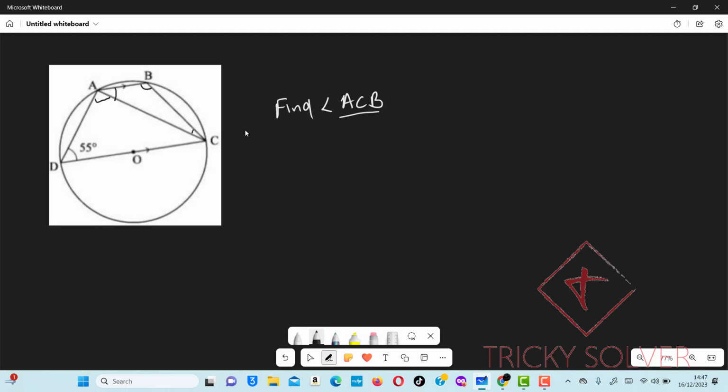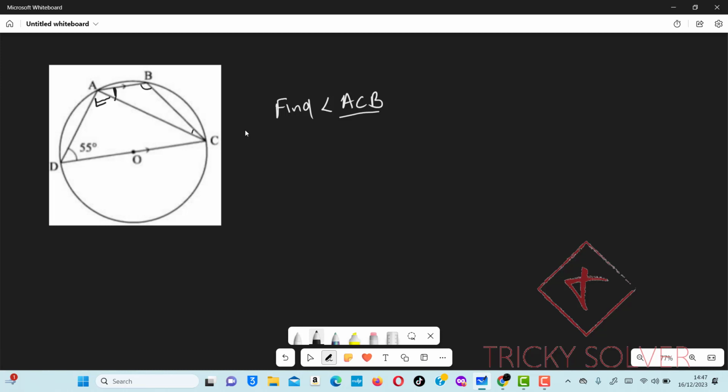So once we have these two angles, angle CAB and angle ABC, we can use the properties of a triangle. Interior angles of a triangle add up to 180 degrees, and that will give us angle ACB very easily. Now, first, let's start with this angle DAC.